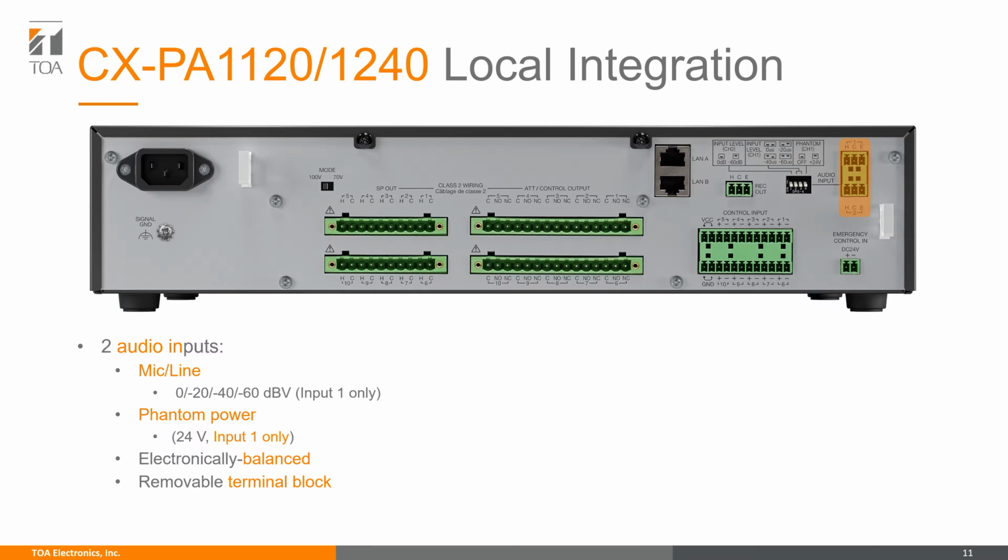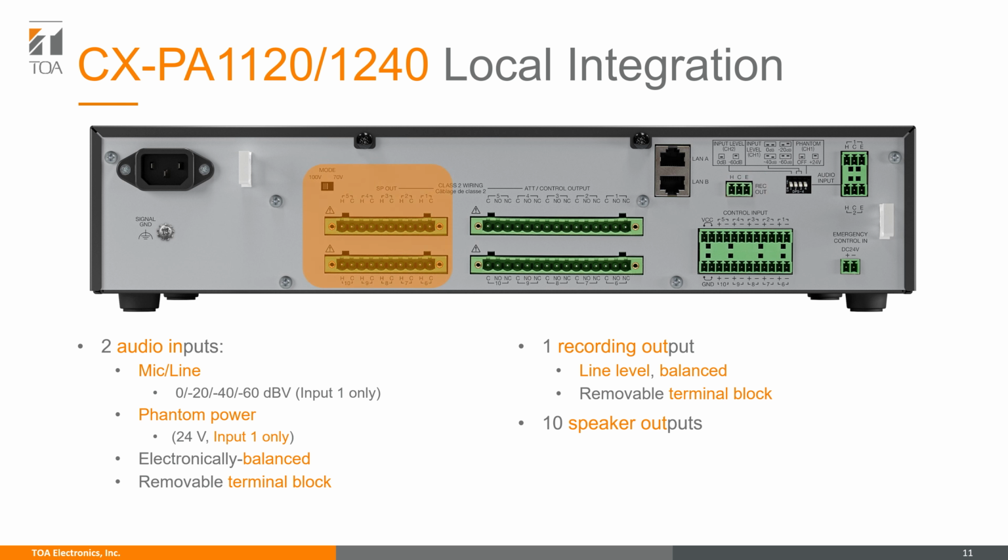Next, we have our recording output. This puts out the same audio as the amplifier, but as a balanced line output. It's also connected via the removable terminal block. Moving on to the left side of the amplifier, here are our 10 speaker outputs. For these speaker outputs, there is a selector between 100 and 70 volts, which impacts all outputs. These are all connected via a removable terminal block.